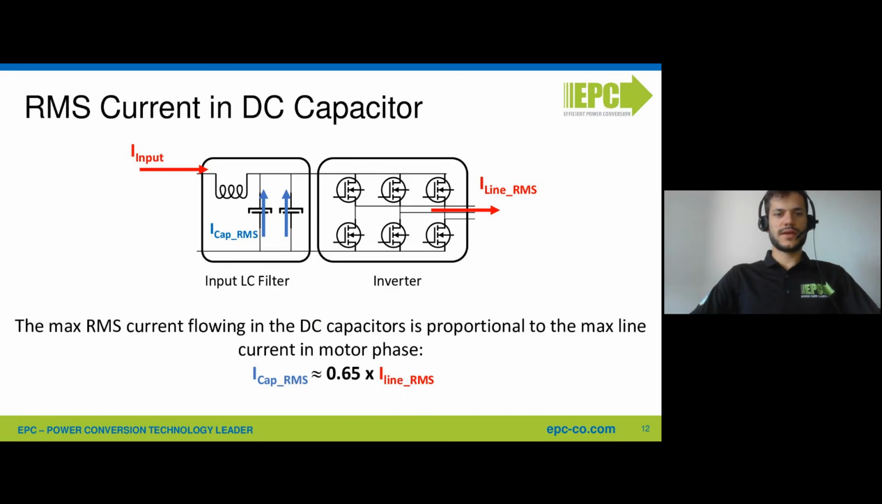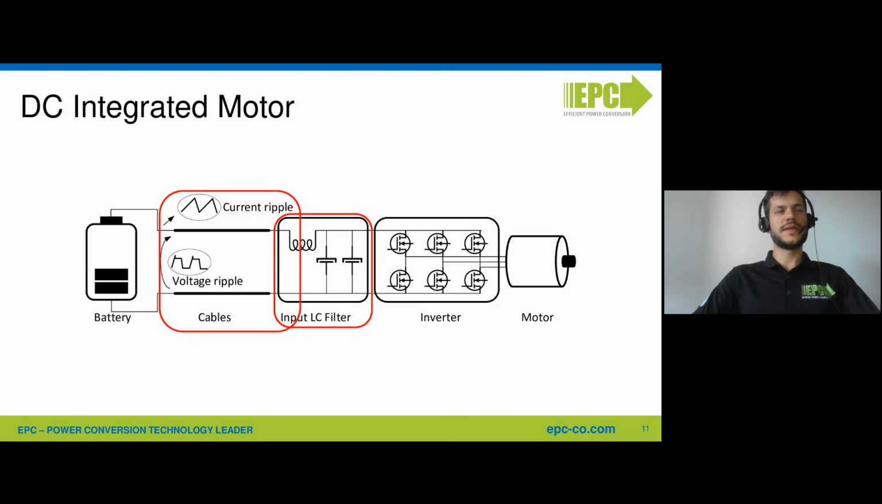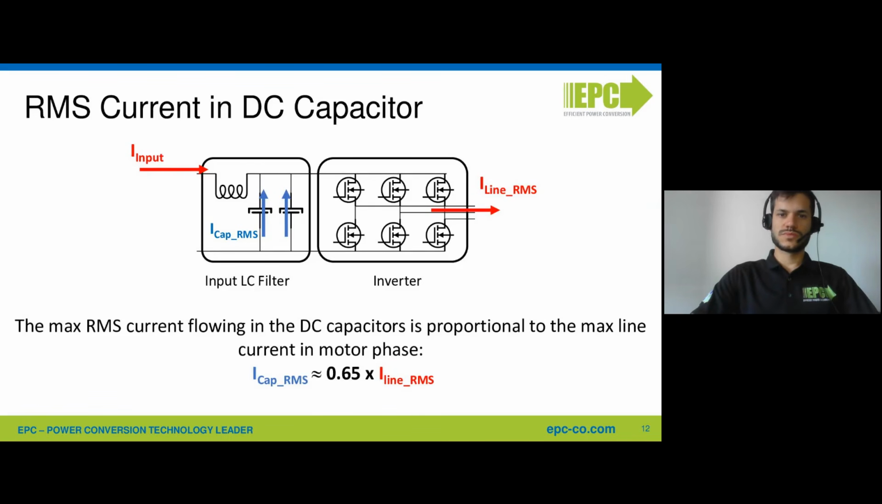So when the PWM frequency is increased, these filters can be reduced according to the increase in the switching frequency. So let's have a look, still talking about the input filter, at the RMS current into the input filter.